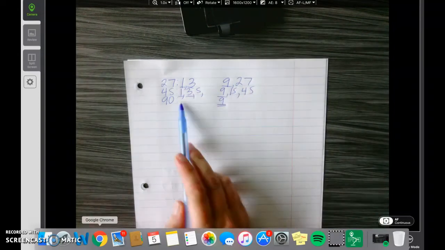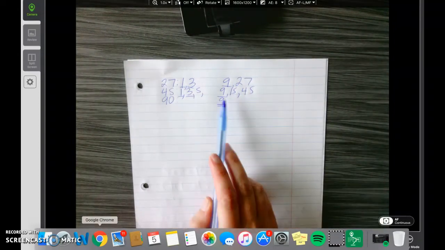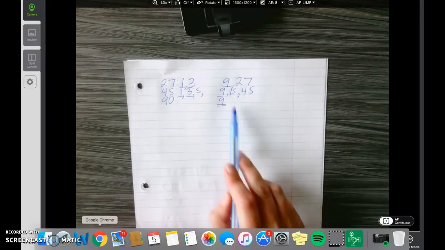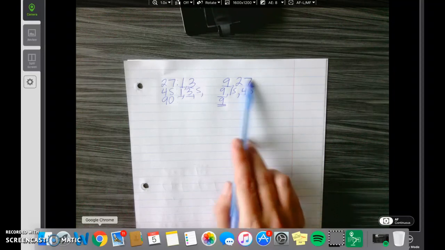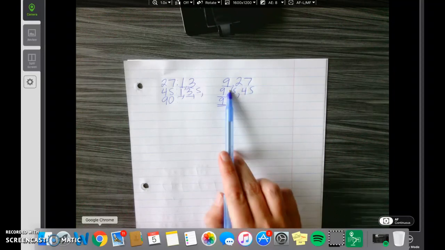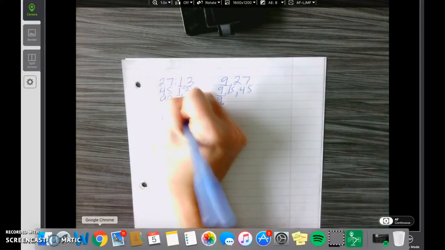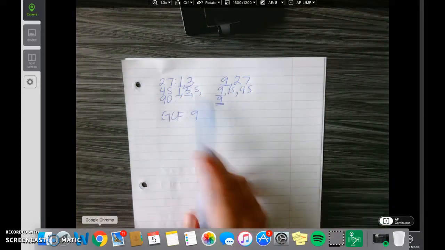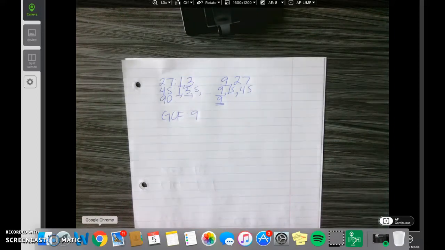I could list out all the factors of 90, but I know that 9 is going to be the biggest one that they have in common. 90 will have factors bigger than 9, but none of which will they have in common, all 3 of them. So the GCF of 27, 45, and 90 is 9. And we listed out all of the factors to prove it.